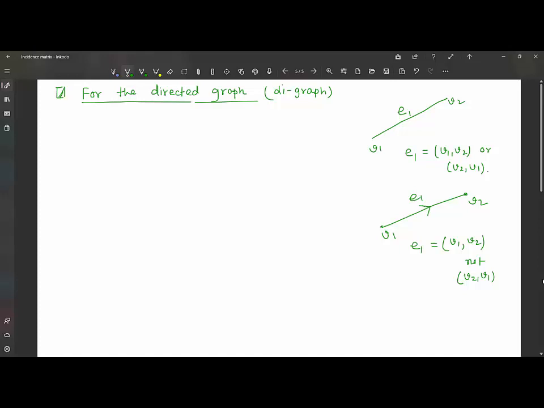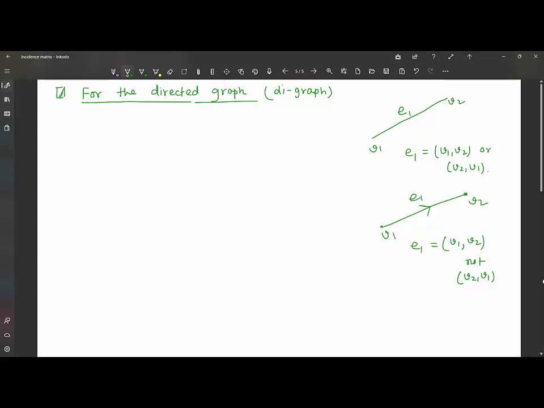So here in the directed graph, u1 is always represented by v1 comma v2, but not v2 comma v1. But there is no such restriction in the non-directed graph. So that's why it is very much important. This is the distinction between the directed and the non-directed graph. That means if the direction of u1 is from v1 to v2, then there is no edge from v2 to v1, but there is an edge from v1 to v2.